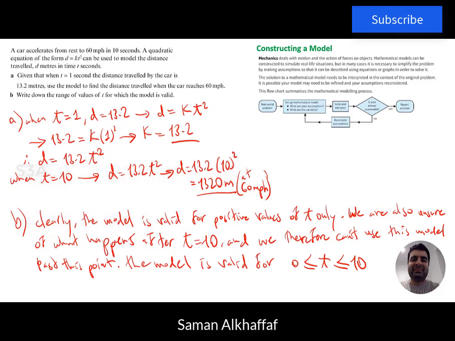So the model is clearly valid for positive values of t. We are also not sure what happens after t equals 10, and we therefore cannot use this model past this point, as we are not 100% sure what will happen. So we suggest the values that remain between 0 and 10, and this will be our answer for this question.